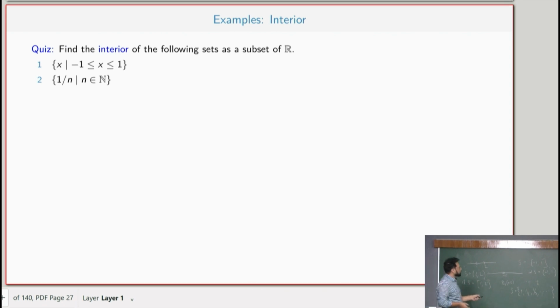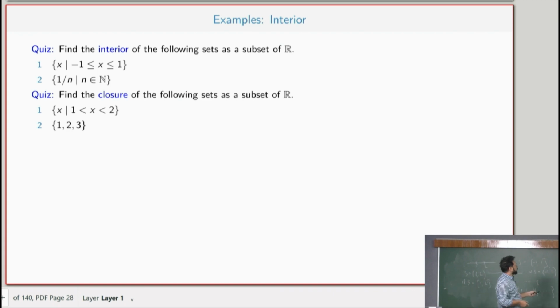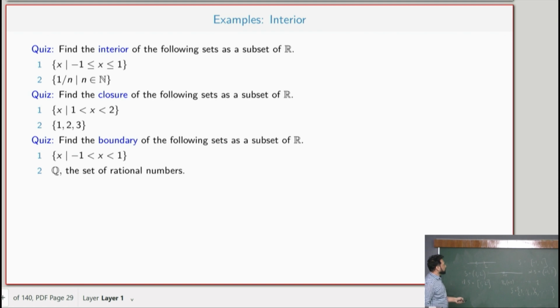Okay, so this way you may try some other exercises. I don't want to go too much into this. As long as you have a basic idea, it's fine. We are not going to use too much of these things. So you can find a closure, and you may also find a boundary. So what are the points here around which, whenever you take any ball, you always have points from the set as well as from the complement? Okay. So what do you think in this case? It's easy. Boundary points.